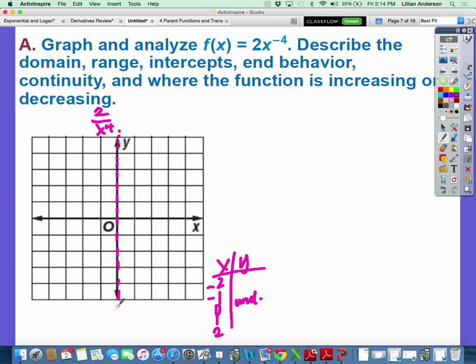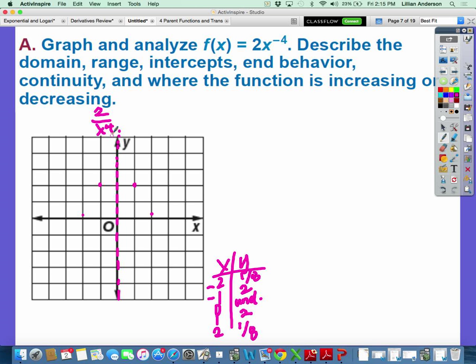Now, when I plug in negative 2, 2 to the 4th power is 16. 2 over 16 is 1/8. So a really small number. What about when I plug in negative 1? 2. How did you know? Oh, because it was undefined at 0. And when I plug in 1, I'll get the same thing I got when I plugged in negative 1. And when I plug in 2, I'll get the same thing I got when I plugged in negative 2. So this is what I have here. Negative 2, 1/8. Negative 1, 2.